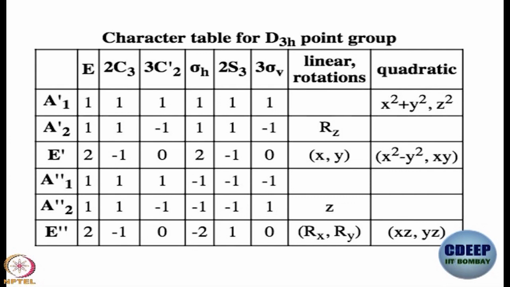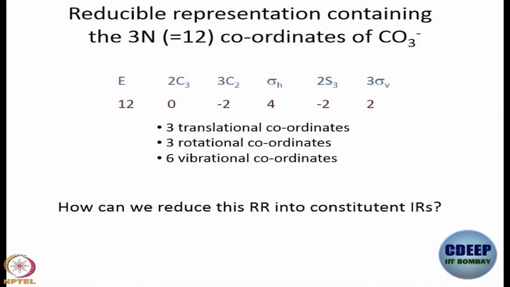Do you see any 12-dimensional representation? No, right? You have 1, 2, 3, 4 one-dimensional representations, and you have 2 two-dimensional representations, right? So, there is no 12-dimensional irreducible representation associated with D3H point group, right? Which means, well, which means what is written here? It is a reducible representation.